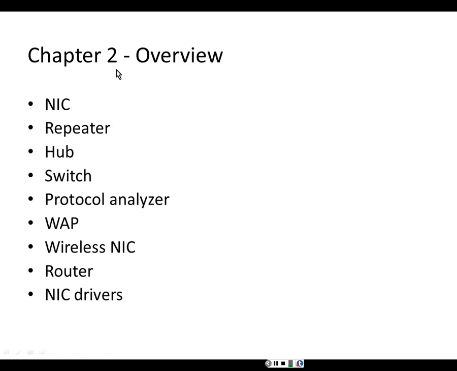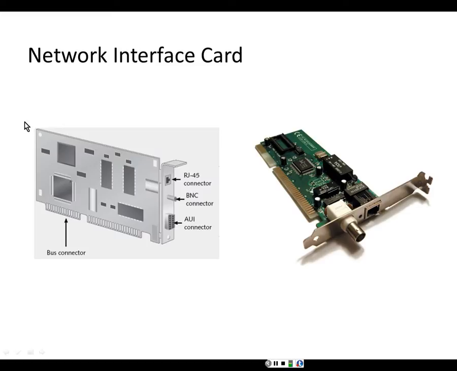So in Chapter 2, we will look at what is a network interface card, what is a repeater, what's a hub, what's a switch, what's a protocol analyzer, a wireless access point, a wireless network interface card, a router, and network interface card drivers. Let's start with what is a network interface card.